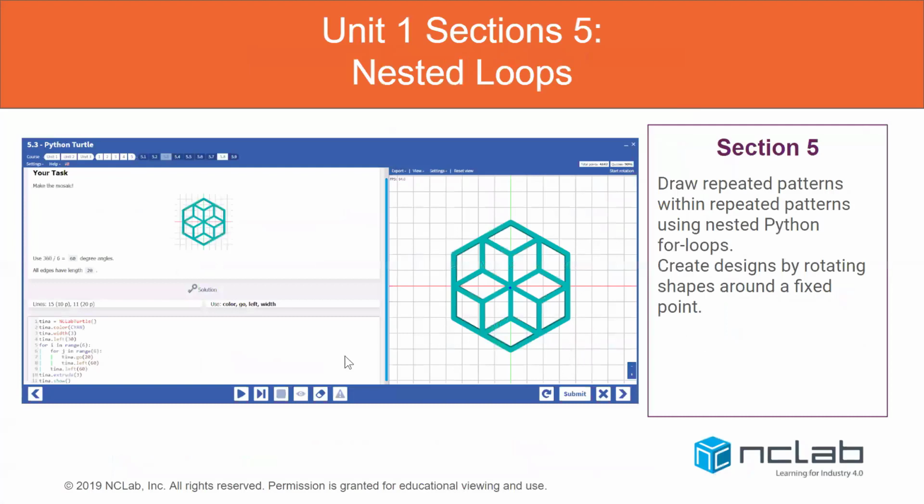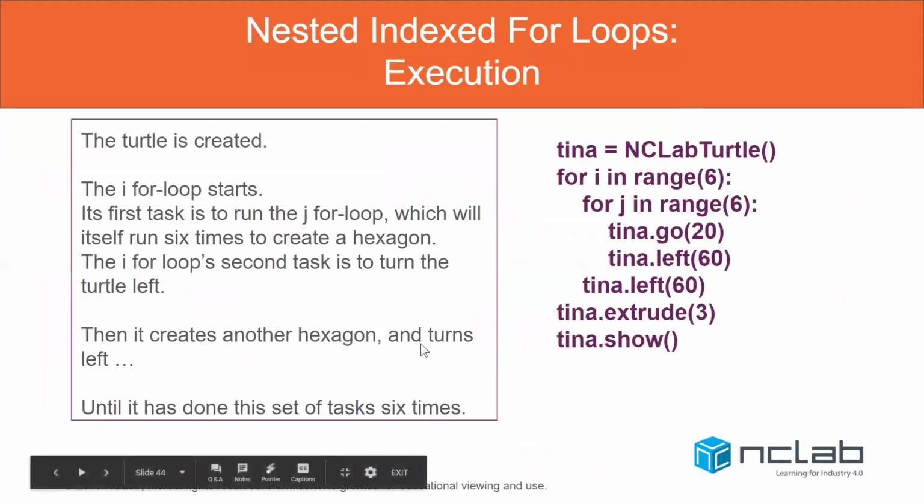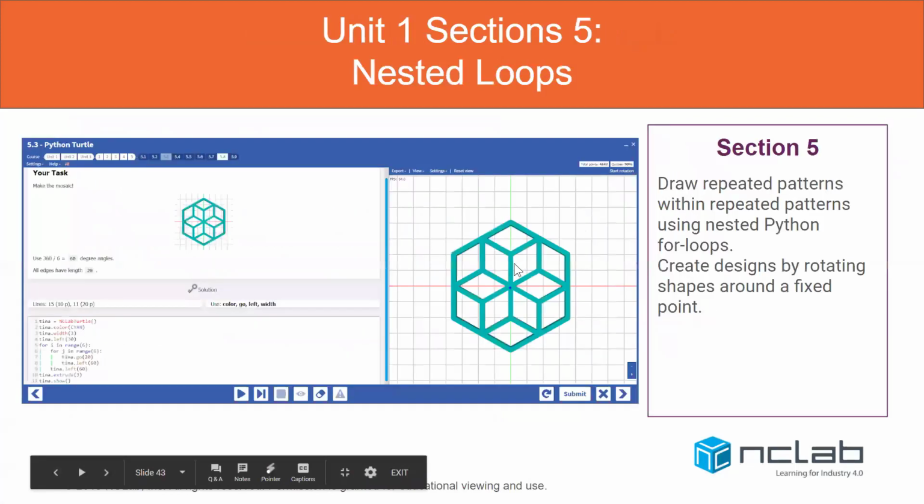And then finally in section 5, we're drawing nested loops. So these are loops within loops, or repeated patterns within repeated patterns. And again, you're making something that's pretty, it's rotated. And the way that works is as follows. So here's the code that just drew that previous object. I'll go back to it for a moment so you can see it again.